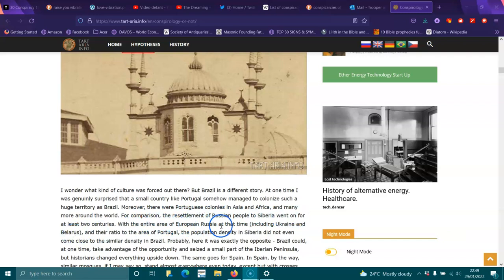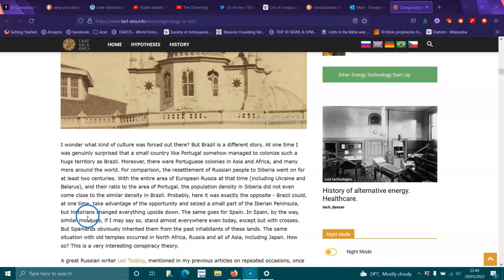With the entire area of European Russia at the time, including Ukraine and Belarus, and their ratio to the area of Portugal, the population density in Serbia did not even come close to the similar density in Brazil. Probably, here it is exactly the opposite. Brazil could at one time take advantage of the opportunity and seize a small part of the Iberian Peninsula. But historians turned everything upside down.